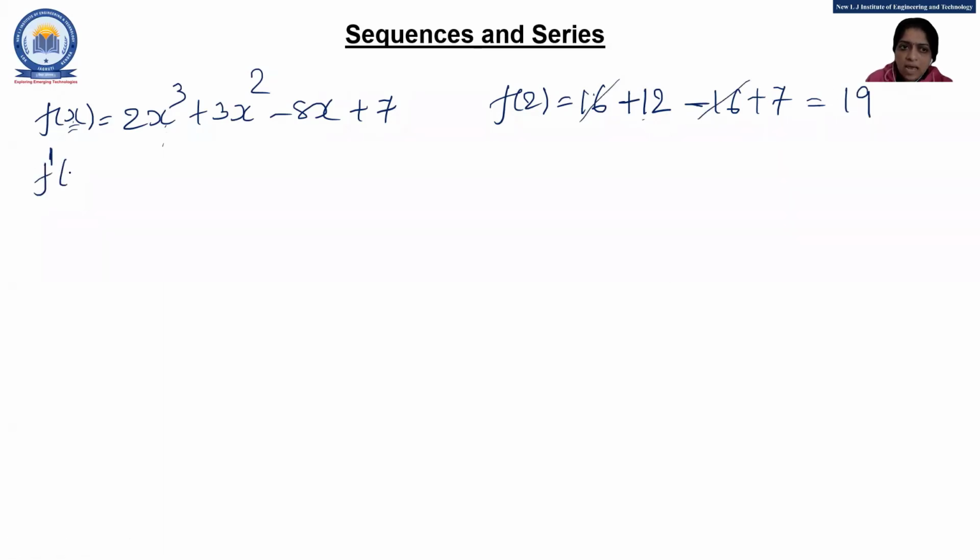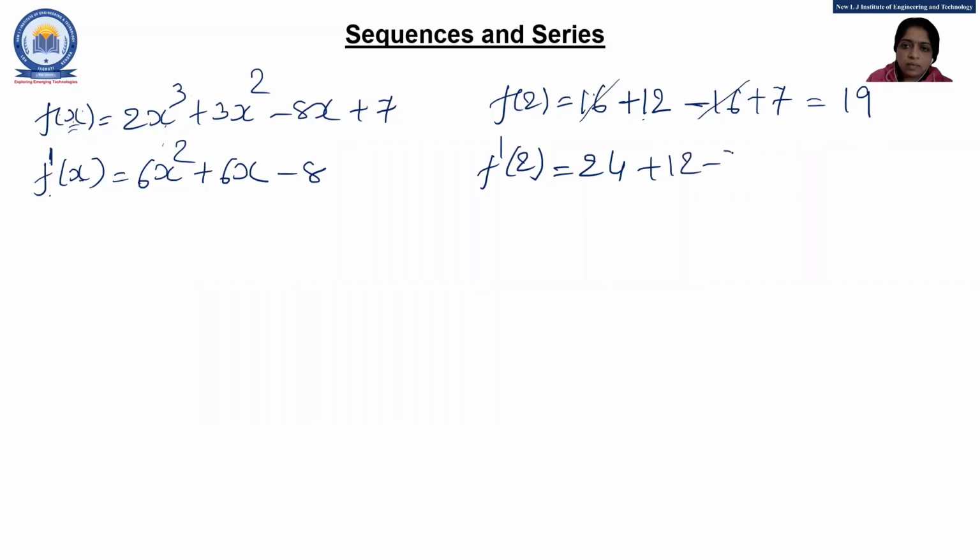Now the f dash x. f dash x is the derivative of this f of x with respect to x. So here 6x square, the next term is 6x, and here is minus 8. So f dash 2, again I replace this x by 2. So here 24 plus 12 minus 8. And after simplification, my answer is 28.